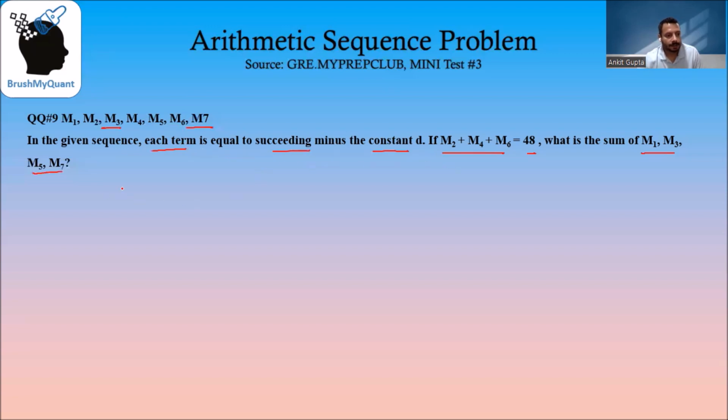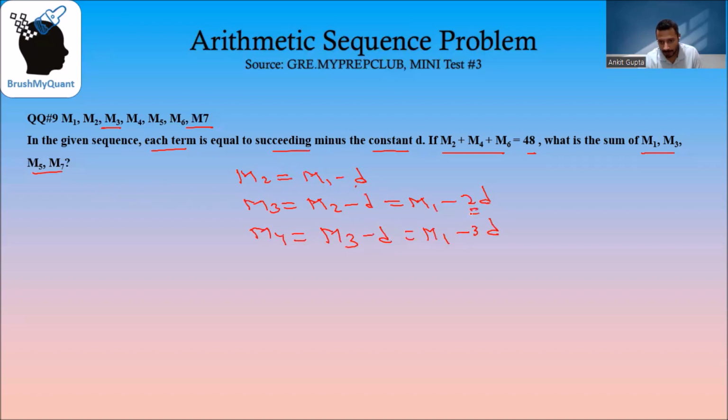Now in this sequence, since each term is equal to the succeeding term minus a constant d, that means M2 can be written as M1 minus d, M3 can be written as M2 minus d, which becomes M1 minus 2d. M4 can be written as M3 minus d, and it can be written as M1 minus 3d and so on. So you will notice a pattern that this number is actually this number minus 1. This number is this number minus 1.